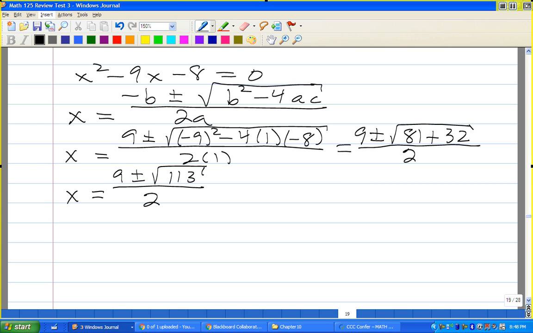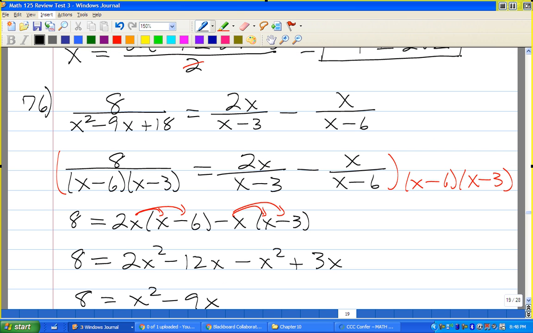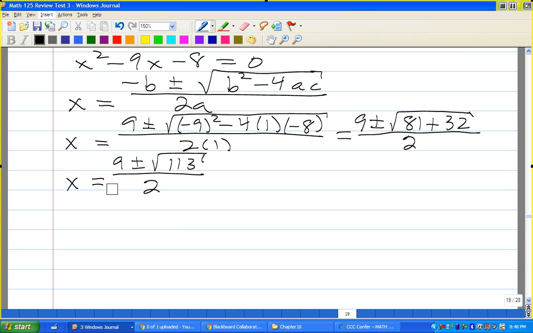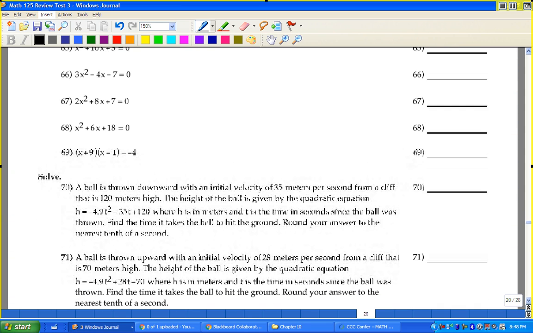Well, you can't really simplify that anymore. And notice that the only extraneous solutions are when x is equal to 3 and x is equal to 6. And well, neither of these are 3 or 6. And so this is your answer. Let me do problem number 77.